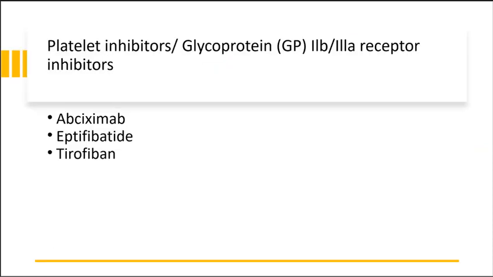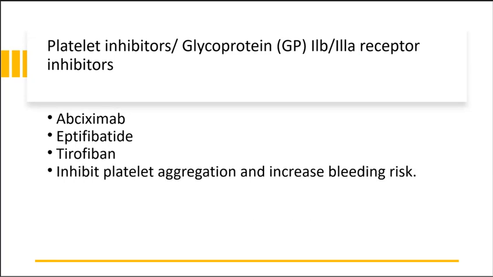Let's look at our platelet inhibitors and our glycoprotein 2B3A receptor inhibitors. So again, examples would be abciximab, eptifibatide, and tirofiban. So these are examples of your platelet inhibitors. What they do is inhibit platelet aggregation. And again, that increases bleeding risks.